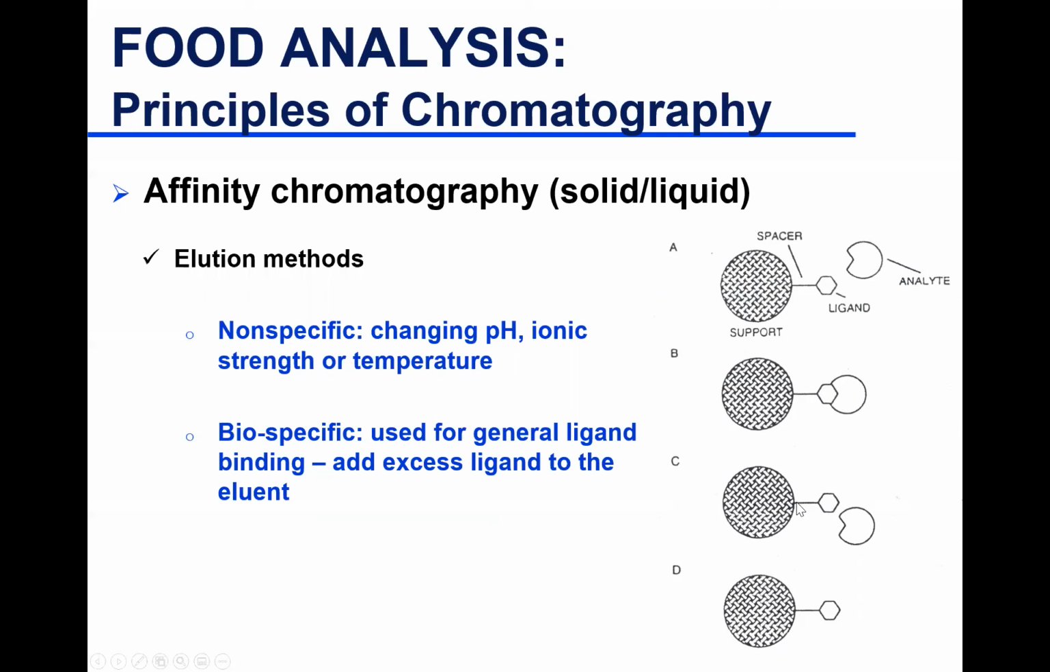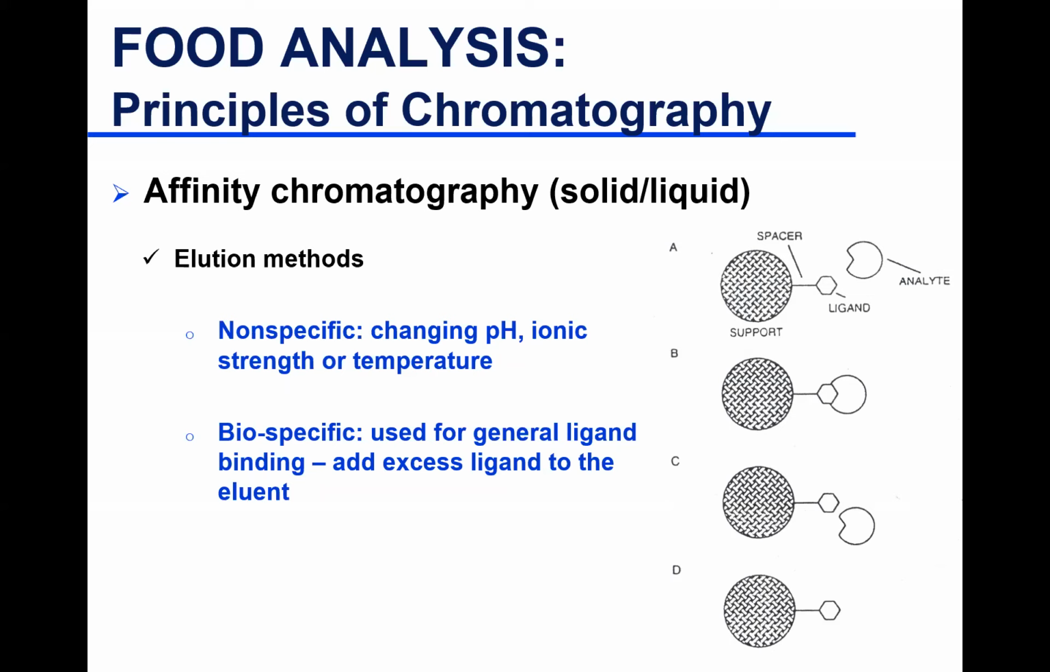So you achieve an interaction. You specifically have a ligand for your target. Now everything else that is not specific leaves the column, because here the interactions are very, very unique, like lock and key. So everything else will just leave the column.